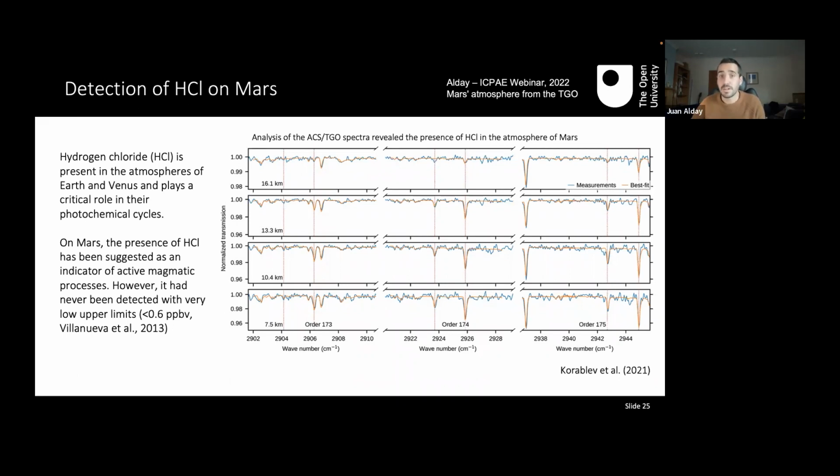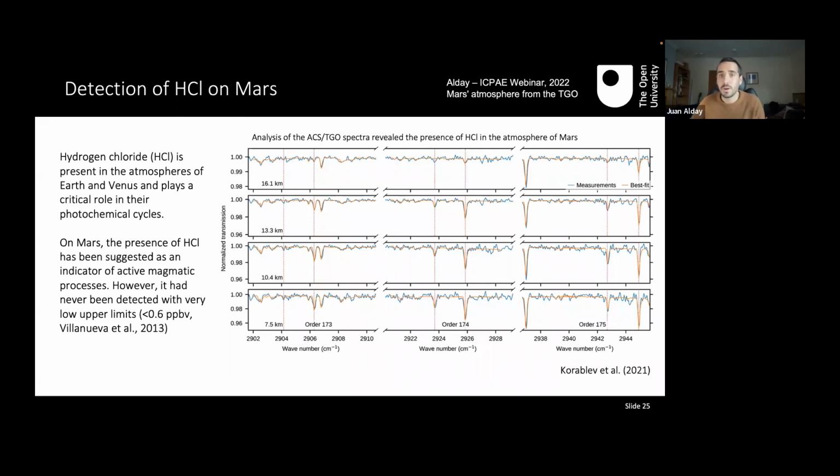But now with the Trace Gas Orbiter and with the solar occultation observations, we've got this enhanced sensitivity to the trace gases, and we could detect this hydrogen chloride. So here what you can see are some transmission spectra at different altitudes. And in these transmission spectra, the dashed lines highlight the position of the hydrogen chloride lines. So these lines can be observed in different solar occultation observations at different altitudes. So it's a very strong detection. And with this, using the different occultations and the different tangent altitudes, we can also reconstruct the vertical profiles.